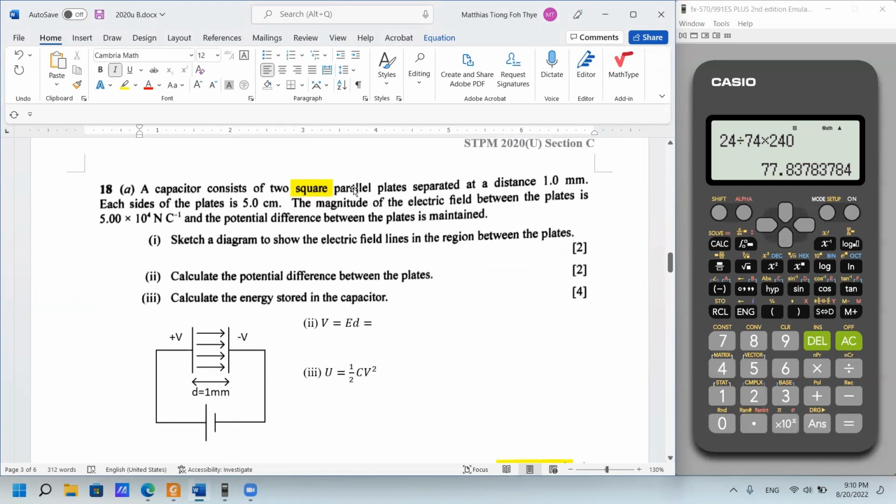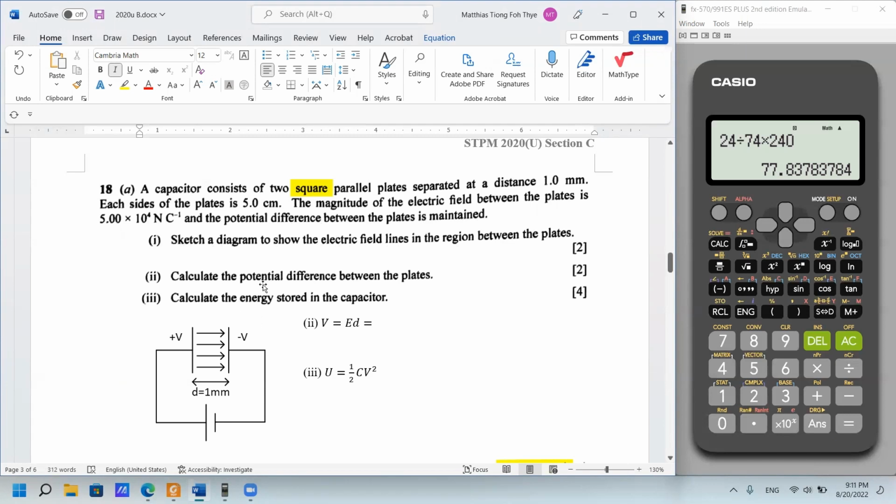A capacitor consists of 2 square parallel plates separated at a distance of 1 millimeter. Each side is 5 centimeters, so this is where you can get the area of the plates. The magnitude of the electric field between the plates is 5 times 10 to the power 4 Newton per Coulomb, and the potential difference between the plates is 10. First is to sketch a diagram to show the electric field lines in the region between the plates. It's quite simple. Remember to specify the positive and the negative terminal, so that the electric field always flows from the positive to the negative terminal of the plates.